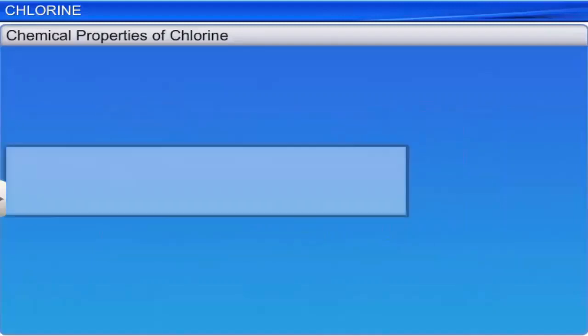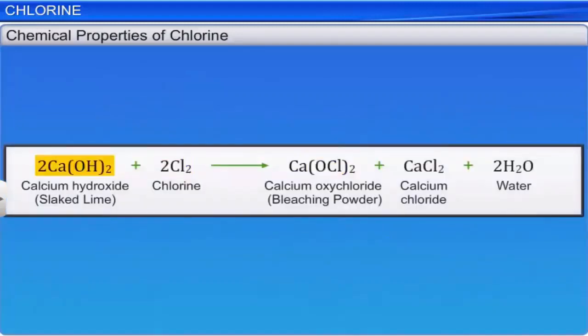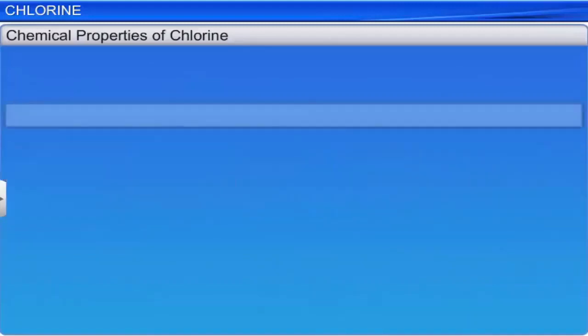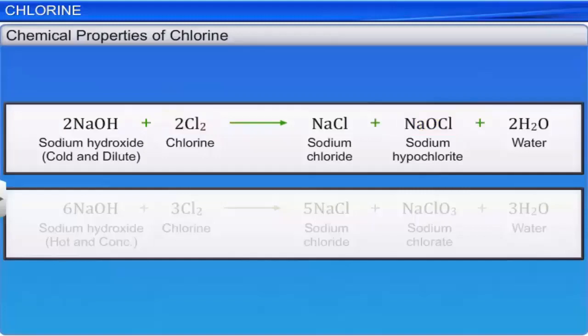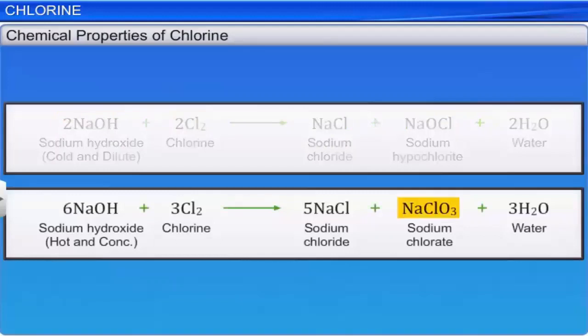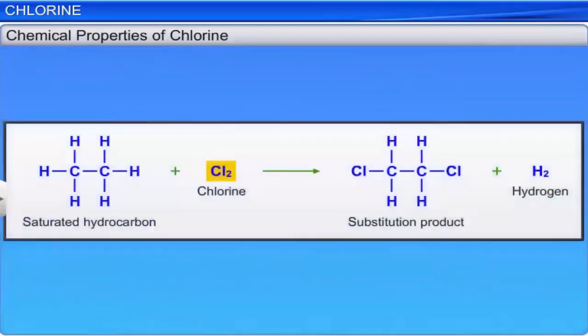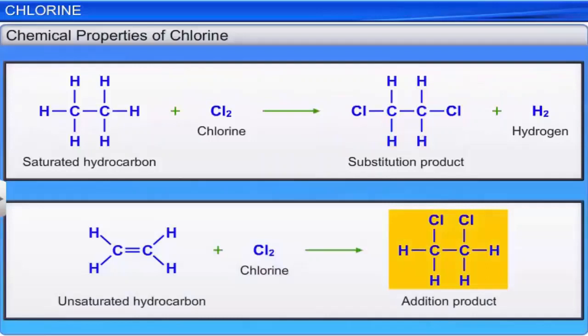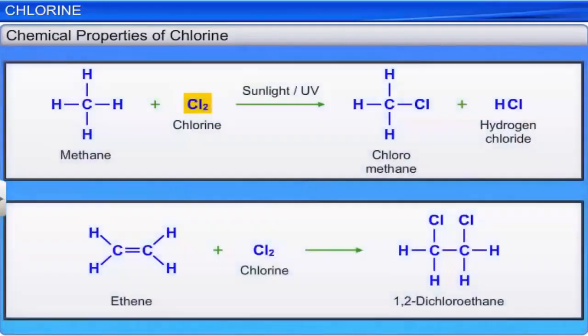It forms bleaching powder with slaked lime. It forms sodium hypochlorite with cold and dilute sodium hydroxide and sodium chlorate with hot and concentrated sodium hydroxide. It reacts with saturated hydrocarbons to give substitution products and addition products with unsaturated hydrocarbons. For example, it reacts with methane in the presence of sunlight or ultraviolet light to produce chloromethane, and ethene to 1,2-dichloroethane.